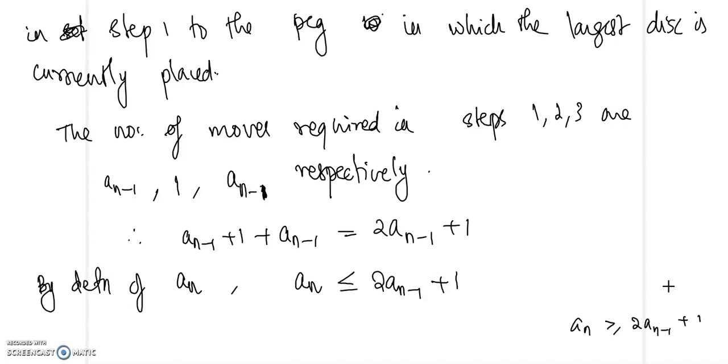So any such movement must be greater than or equal to 2a_{n-1} plus 1. So we will get a_n greater than or equal to 2a_{n-1} plus 1. So therefore both inequalities hold. So a_n will be equal to 2a_{n-1} plus 1.